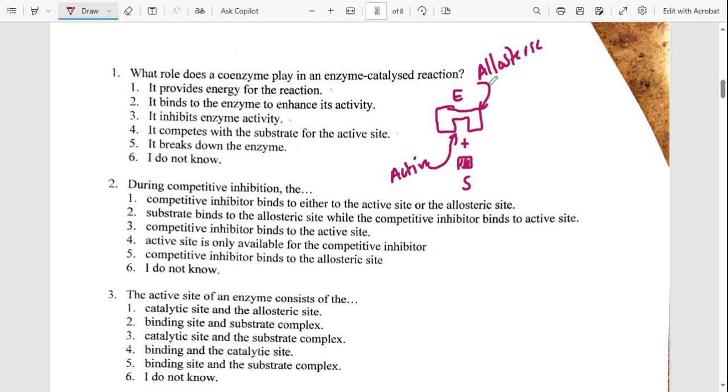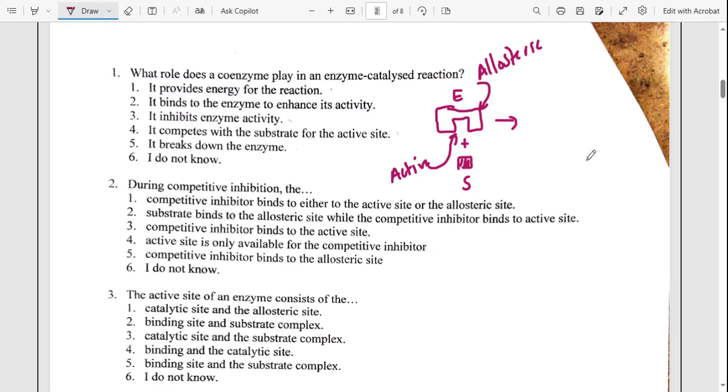But for a non-competitive inhibitor, when it attaches to the allosteric site, it will change the conformation of the active site. So let's say the enzyme now becomes like this. The active site has changed because the non-competitive inhibitor attached to the allosteric site. So that's a problem. When the enzyme attaches to the substrate, we form what we call the enzyme substrate complex. Now, this enzyme substrate complex will further break down and you still release the enzyme and also products.